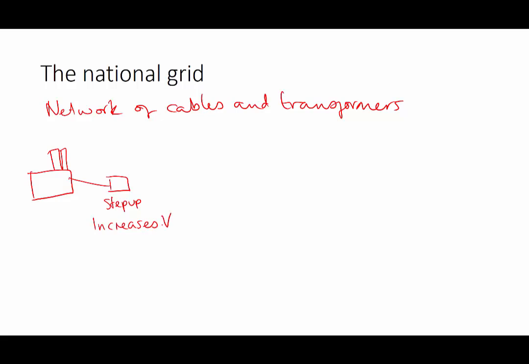The reason it does that is because by increasing the voltage, it decreases the current. Yes, current is given the letter I. It's daft. So it increases the voltage and decreases the current. Why is that a good thing? Well, that's because the higher the current is, the more heat is lost in the cables. Obviously, heat loss is not a good thing because that means it's less efficient. So we want to reduce that by decreasing the current. We do that by increasing the voltage.